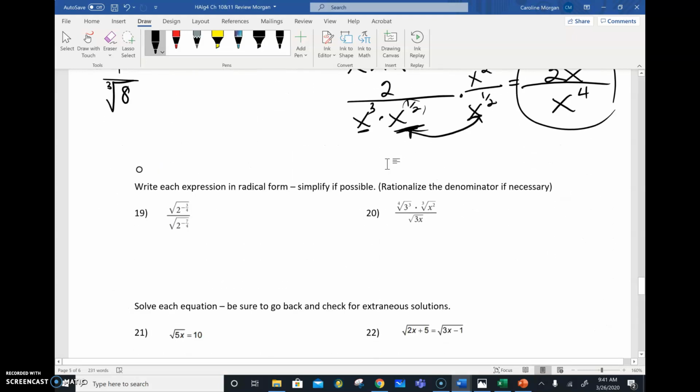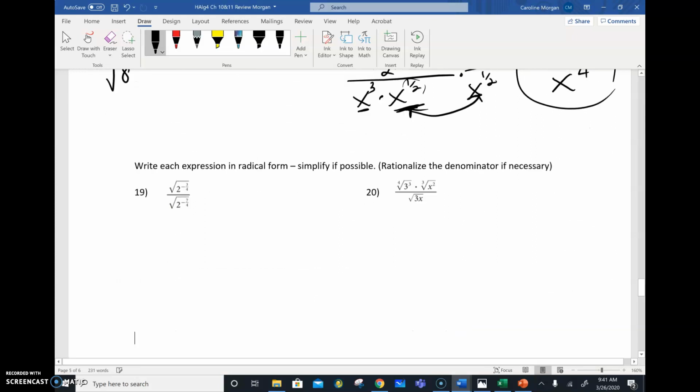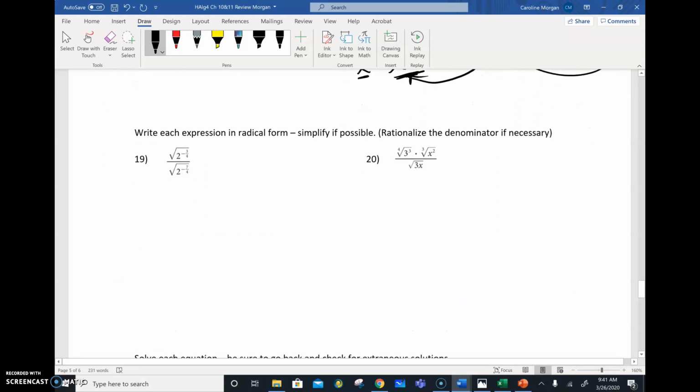All right, let's look at this one. Can't keep giving myself extra room. Now it says, write each expression in radical form. It's already written in radical form. All right, our first step is I can rewrite this as 2 to the negative 3 over 4 over 2 to the negative 7 over 4, all under that square root, right?